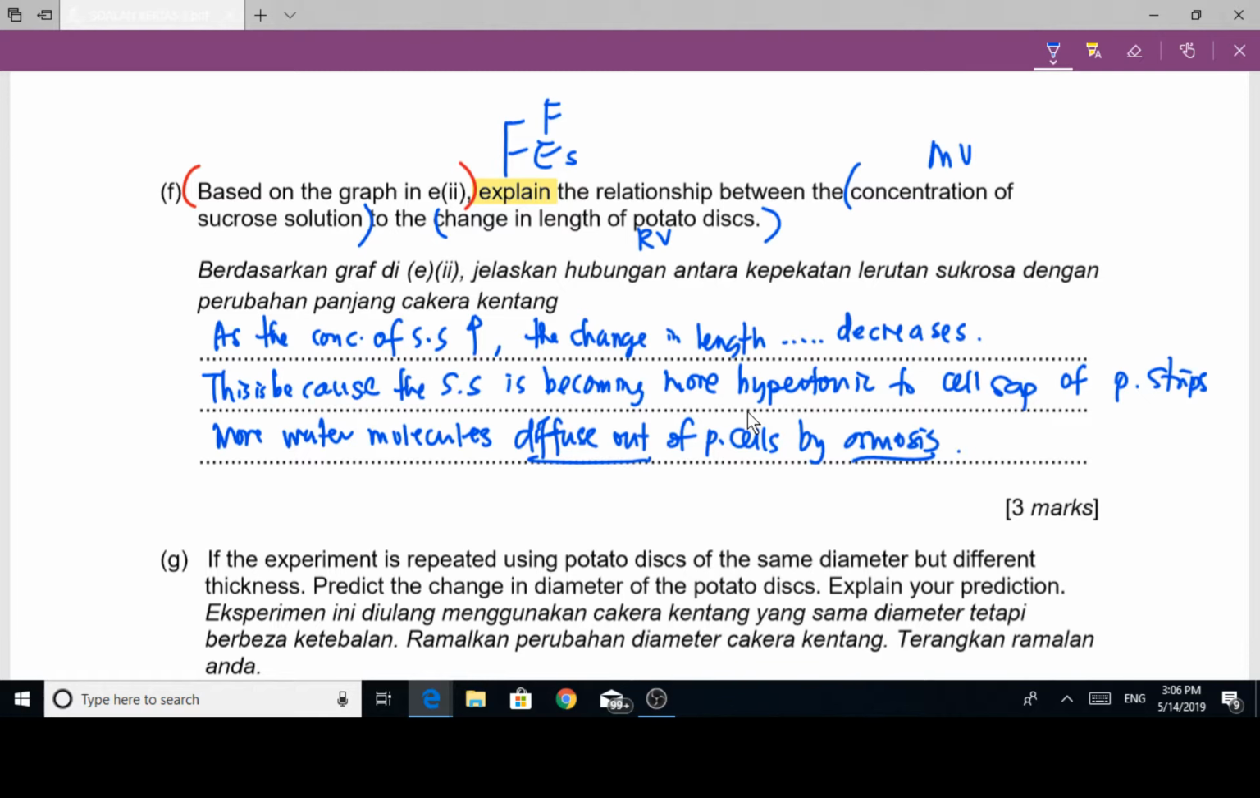Now, in the last sentence, you got to make a small conclusion here, which is the ORV. As a result, the length of the potato strip after 30 minutes of immersion decreases.